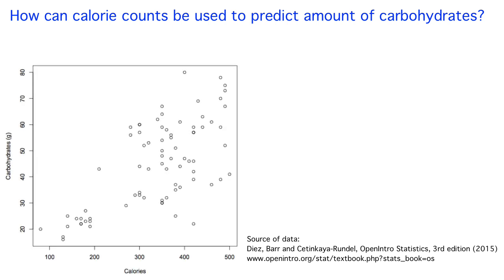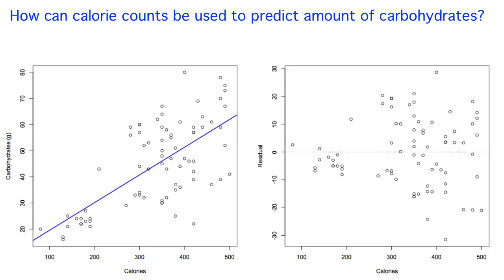Here's a scatter plot with the amount of carbohydrates in grams on the vertical axis and calories on the horizontal axis. And we can add the regression line and take a look at the plot of the residuals versus the explanatory variable. In both the scatter plot and the residual plot, we see that the variability in the amount of carbohydrates is greater for foods with higher calorie content. So the variability is not constant, and this violates one of the conditions we need satisfied if we want to carry out inference on the slope.